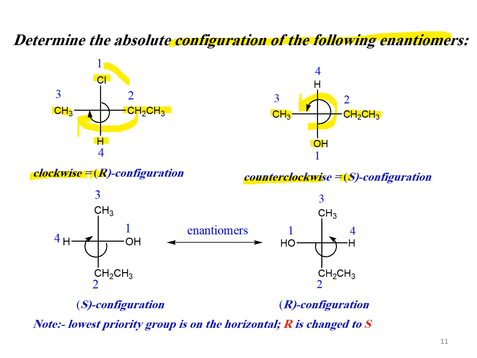Again, the one at the bottom, hydroxyl group, and the methyl group, ethyl group first and then the methyl group. So this will give us an S configuration, whereas if we put the atoms in this arrangement, then it will be known as the R configuration.